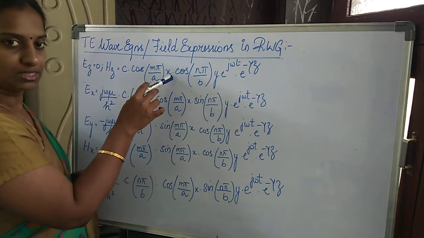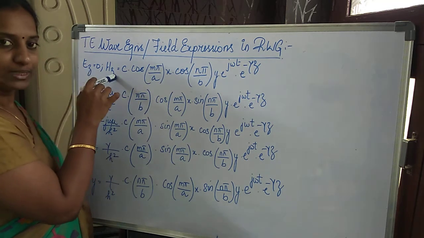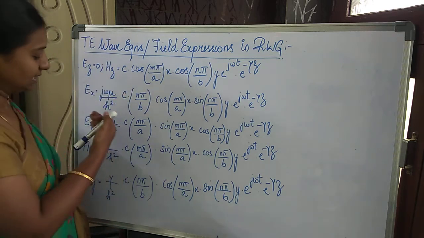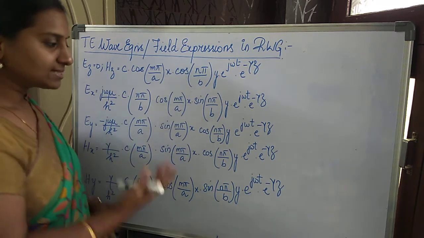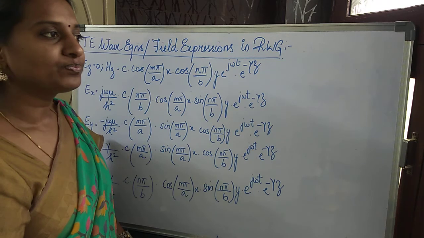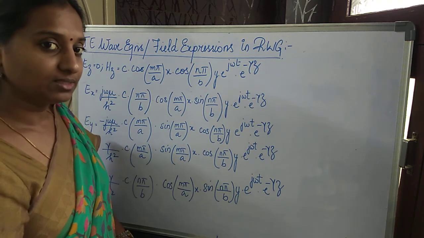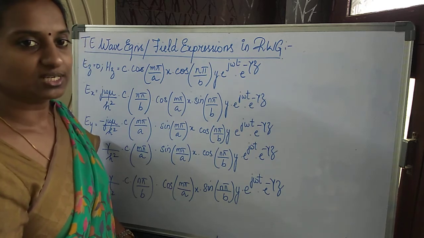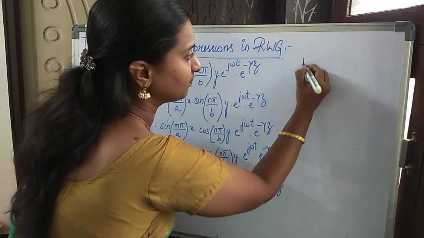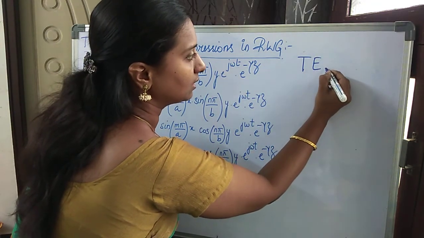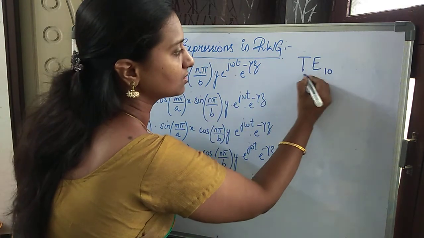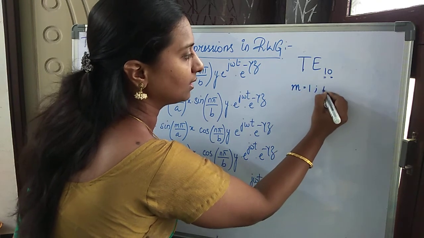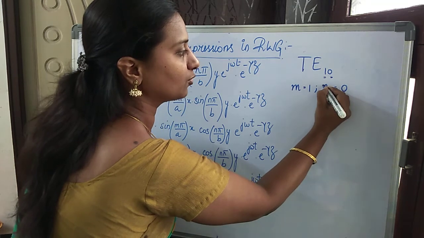We derived this from the Helmholtz equation, and by substituting these two, Ez and Hz, in the general wave equation, we obtained the expressions for Ex, Ey, Hx and Hy. And I said that we need these wave equations for drawing the field patterns of the modes, right? So we are going to take the dominant mode of the transverse electric wave, and the dominant mode is going to be TE10. So the subscripts M is going to be 1 and N is going to be 0.